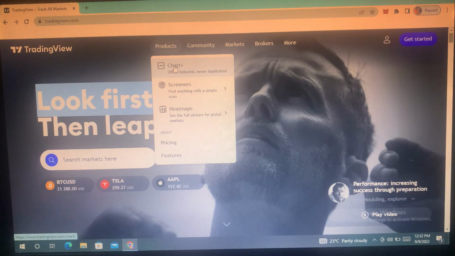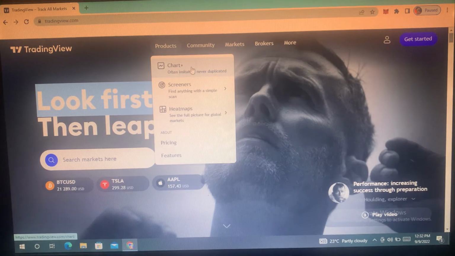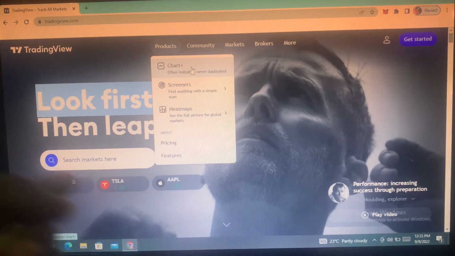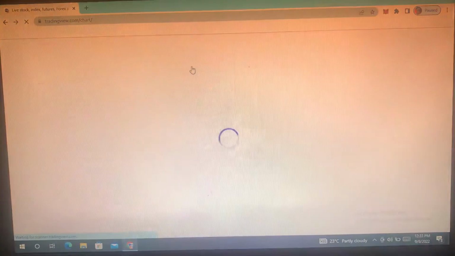I'm going to be really clear and polite because this is the basic step, so I want everybody to understand a thing or two on how the market works before you venture into it. So this is product. Under product, you see chart, you see screeners, you see heat maps, price, futures, but we want to look at how the market looks. Like if you can see here, you see BTC, you see Tesla, you see Apple. Those are stock market. BTC, we all know it's crypto market. So Tesla and Apple, that's stock. So we want to go to the chart and see what the chart has for us.